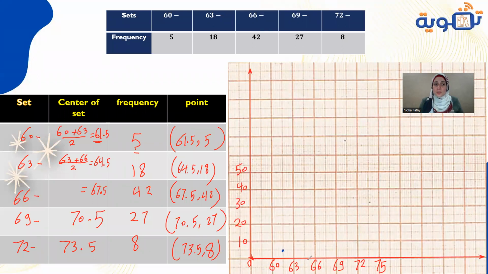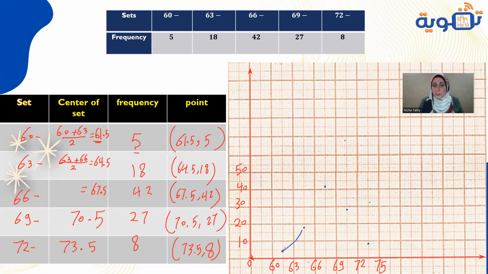Between 63 and 66, 18. Where is 18? Under 20 by 2 small squares. Between 66 and 69, we have 42. 42 is after 40 by 2 small squares. Then 27. 27 means under 30 by 2 small squares. Then the last one, 8. 8 is under 10 by 2 small squares.